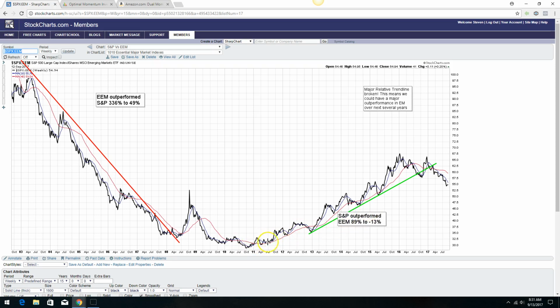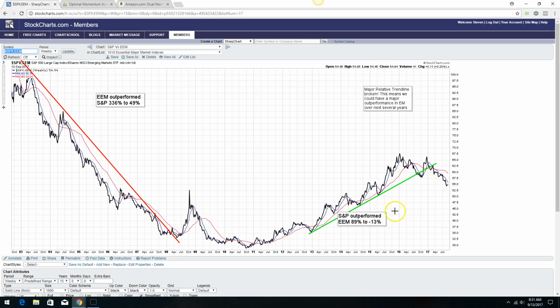So again, this is a relative line. The black line is a relative line. So when the black line is rising, the S&P 500 is outperforming. Doesn't mean emerging markets is going down, it just means it's underperforming. But in this case, emerging markets really did not do well the last 7 years.